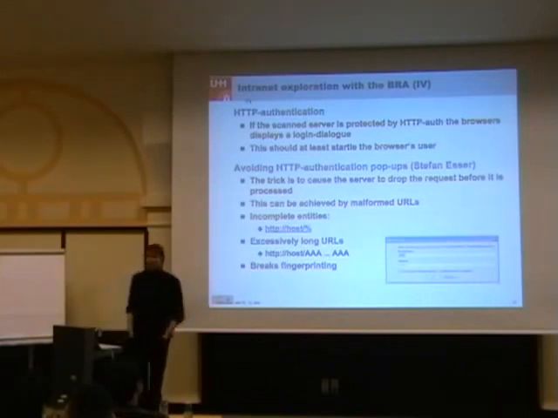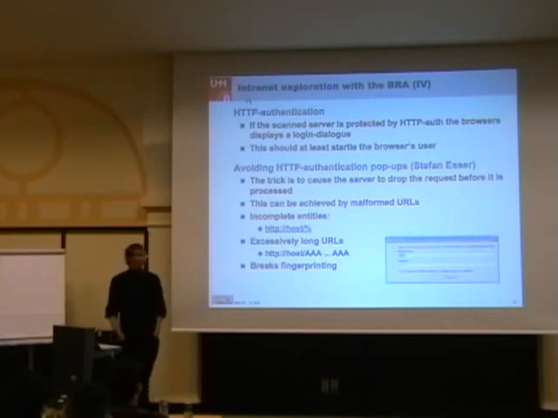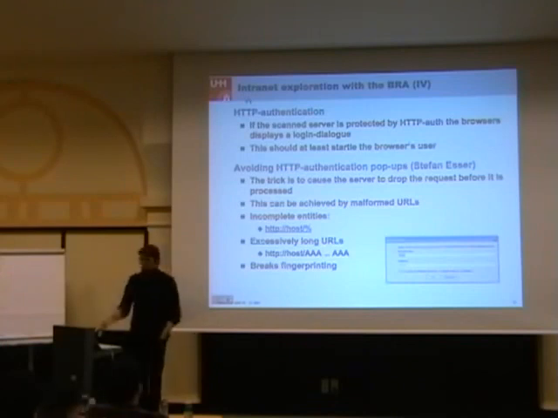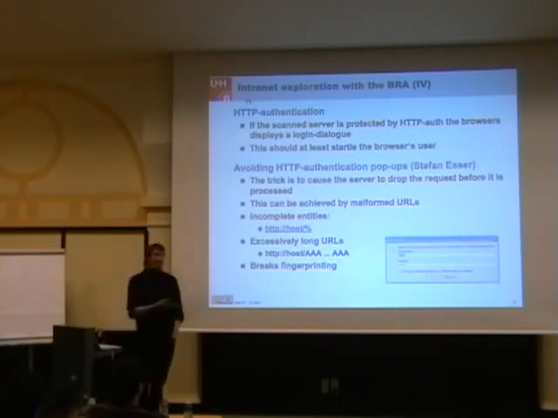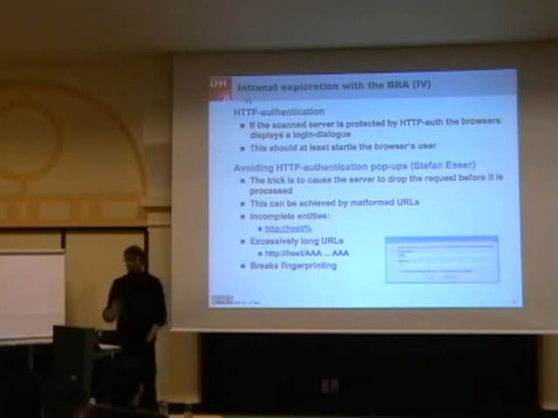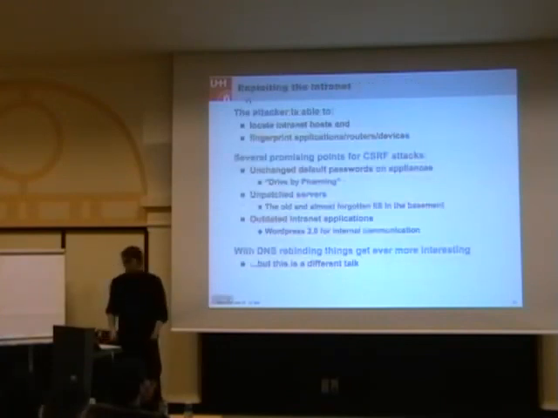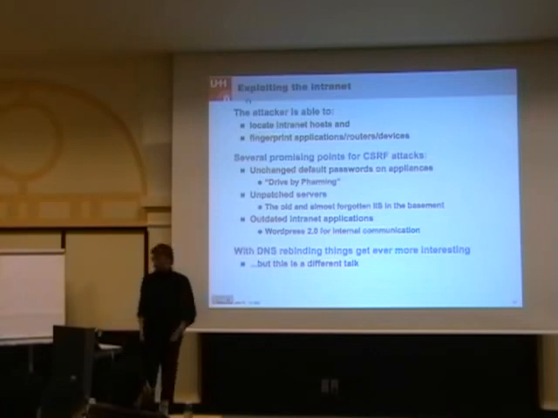But Stefan Esser, who is here at the conference, but not in this room, I think, found a couple of nice techniques to get around this. The main technique is, you send requests to the web application, but those requests are not completely valid. Therefore, the web server gets an error message, but never gets to the point where it finds out it should have demanded authentication. So this is a really nice trick. What can he do? He can locate intranet hosts rather easily, he can fingerprint the applications, and now he has a nice list of promising points for cross-site request forgery attacks.